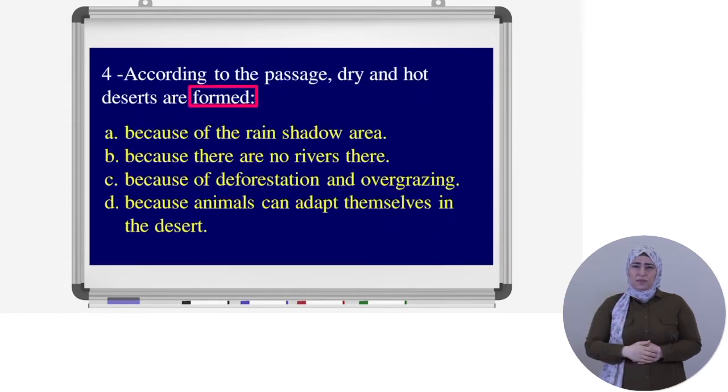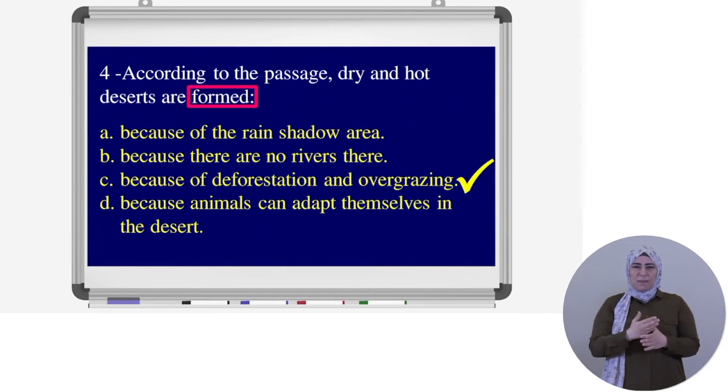Question number 4. According to the passage, dry and hot deserts are formed. How are they formed? If you go back and read or scan, you can also skim very quickly. The answer would be because of deforestation and overgrazing. Deforestation is due to the reason that they cut down trees. And overgrazing is when animals feed a lot.